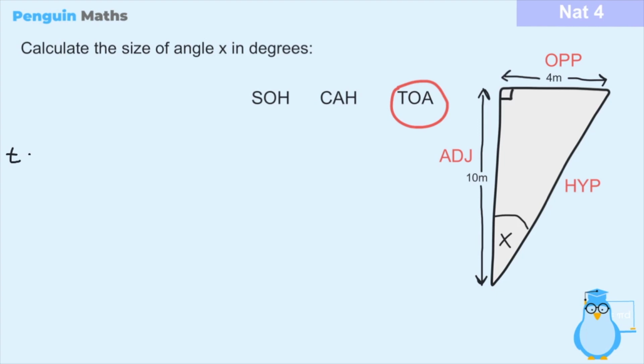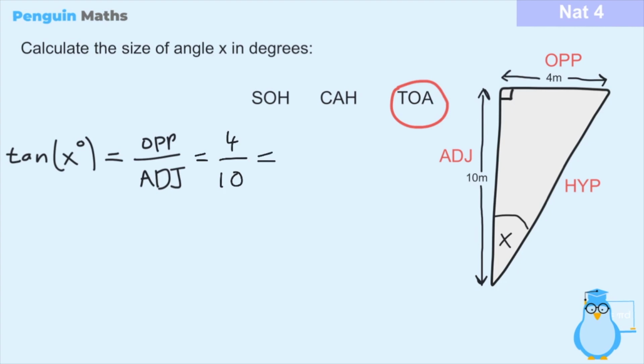So to write that out, we can say the tan of x degrees is equal to the opposite side over the adjacent side. And from our diagram, we know that the opposite is 4 and the adjacent is equal to 10. And we can even simplify this, because 4 over 10 is the same as 2 over 5 if we divide the top number by 2 and the bottom number by 2. So we can say the tan of x degrees is equal to 2 over 5.